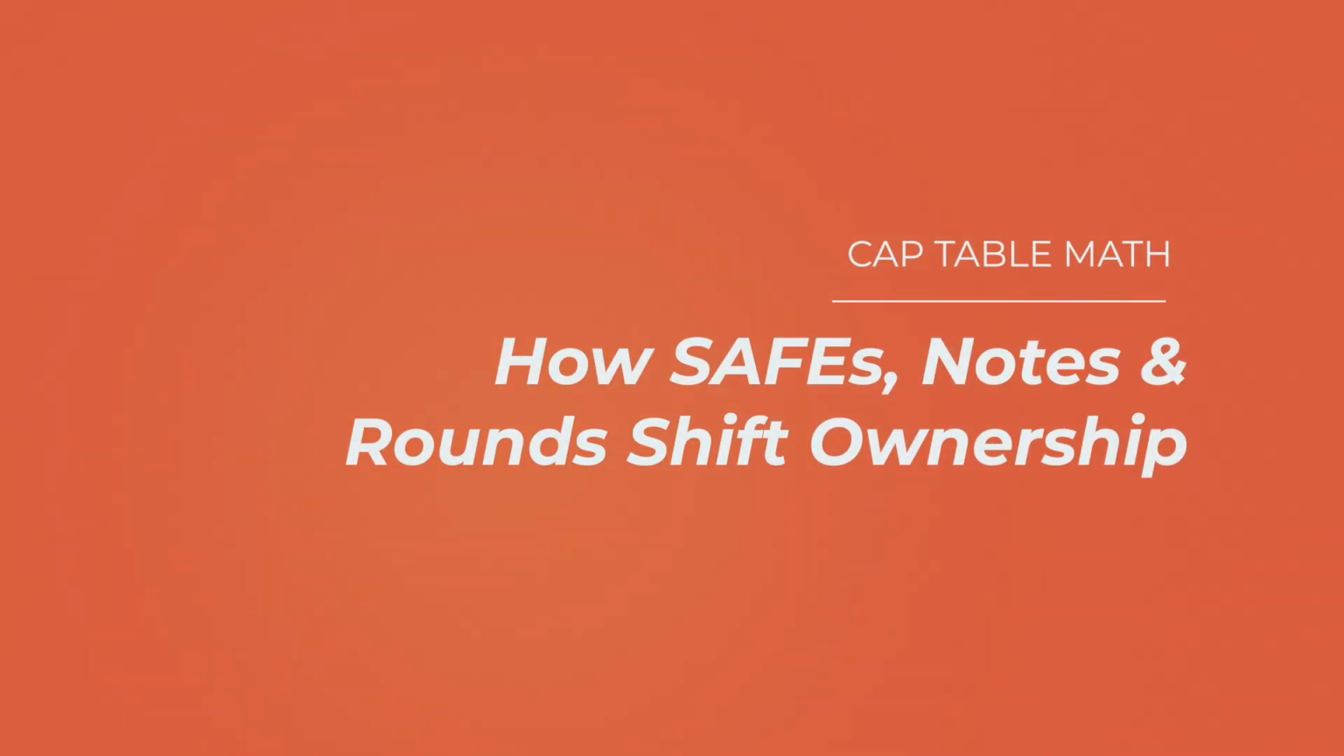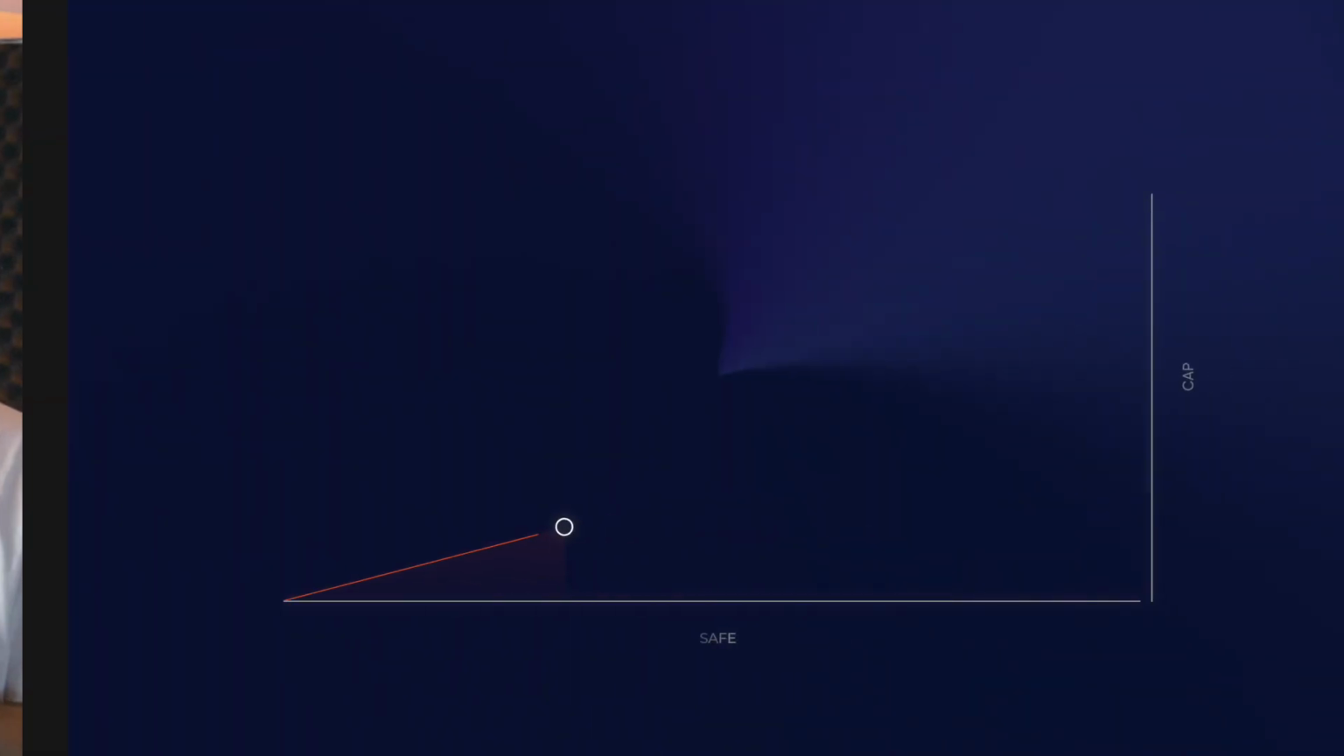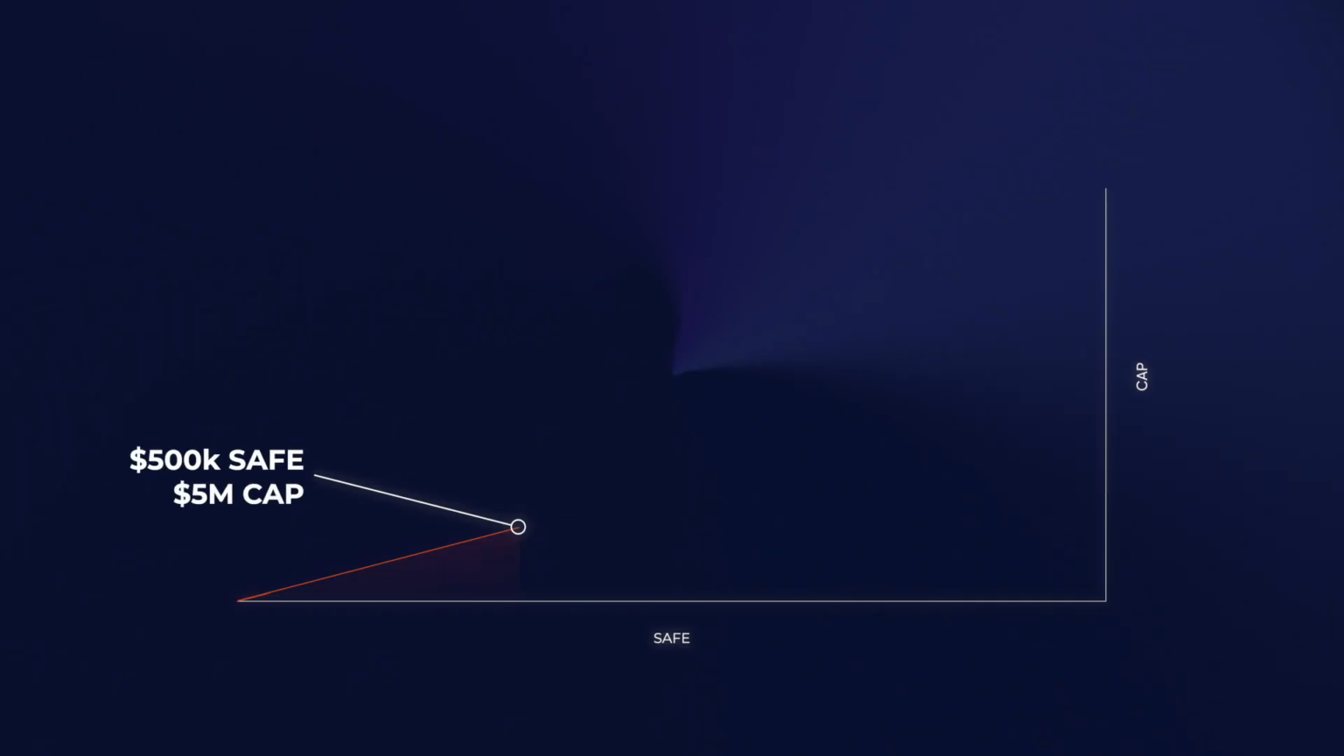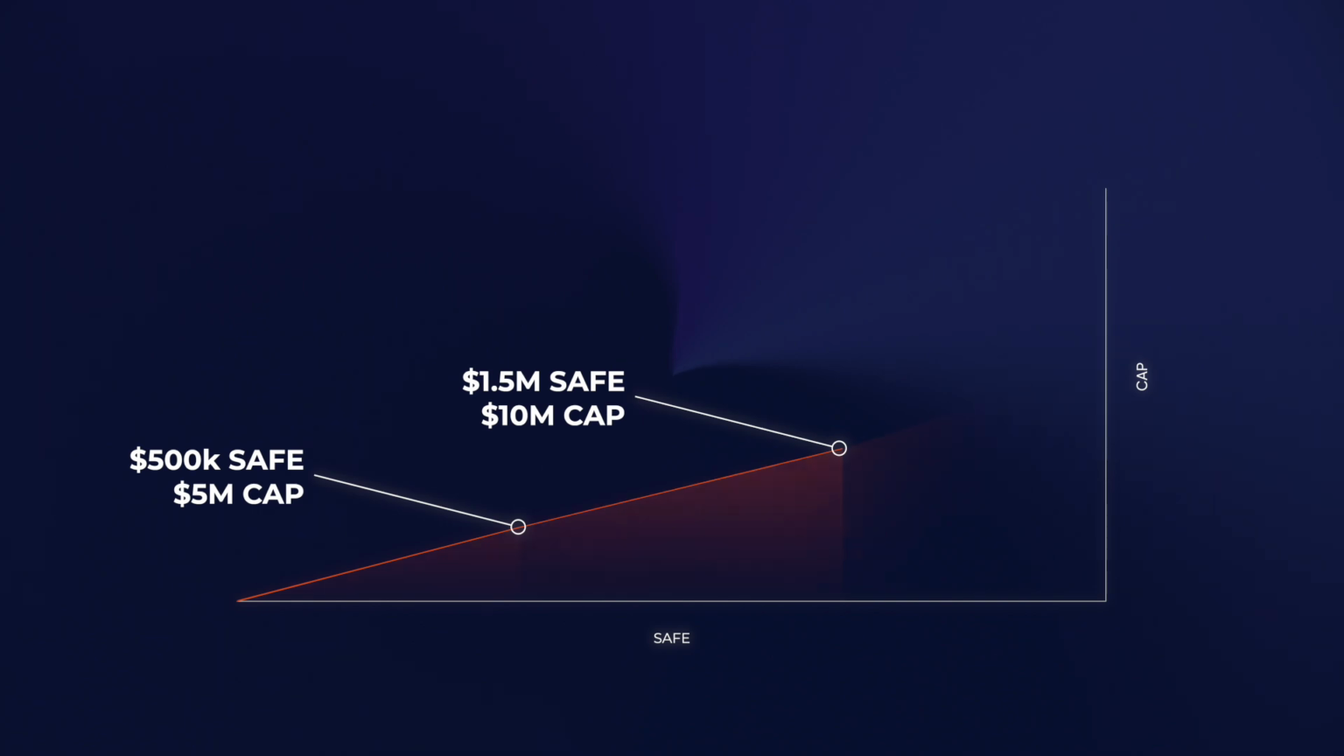So now you know how each structure works, but how do they impact your cap table over time? Let's take a clear example. You raise $500K on a safe at a 5 million cap. Then you raise $1.5 million on another safe at a $10 million cap. And finally, you do a price round at a $15 million cap. So far, pretty typical, right?